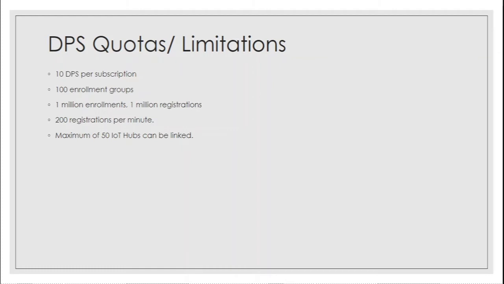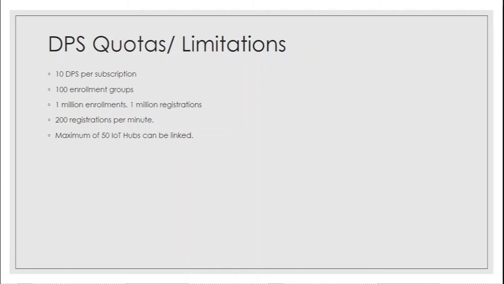So if 200 devices are trying to register with the IoT hub, they send 200 requests to the DPS. So per minute it allows 200. So let us say you want to support more devices, more requests, then you need to increase your DTU. By default we get the DTU as 1 or 2, so you can increase that, and then it will throttle those requests and it will support all those registrations. But by default you get only 200 registration requests per minute on the DPS, and a maximum of 50 IoT hubs can be linked.